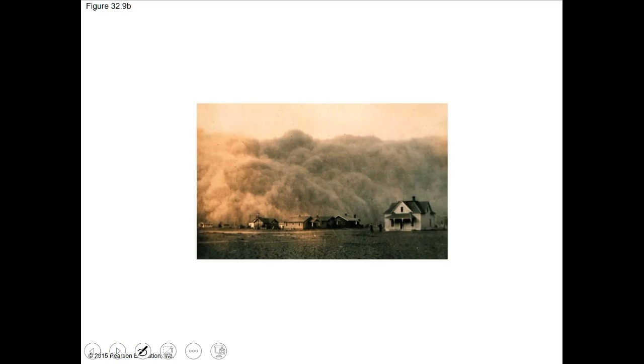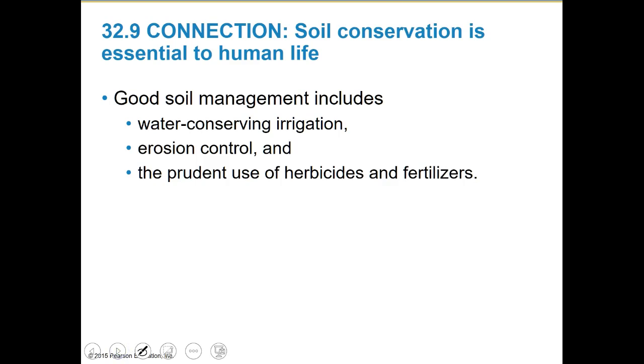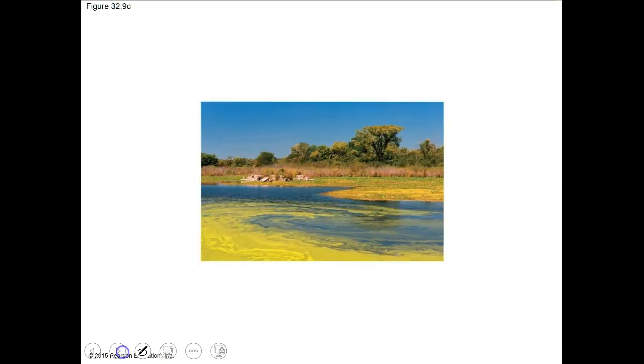Okay, so just more bad things that are happening to the soil that we need to make foods. Some good soil management does include water-conserving irrigation, erosion control, and minimizing herbicides and fertilizers. Herbicides kill weeds, but if you're killing weeds, you may end up killing beneficial plants as well. So it's about minimizing and trying to keep it as natural as possible. But it is tricky to do.